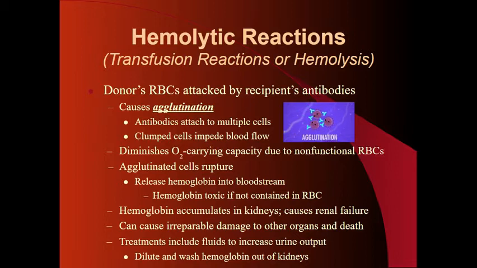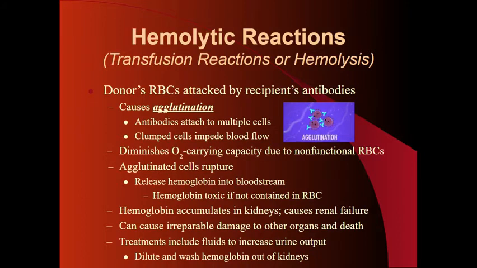So let's say you have A blood and you are given B blood, your anti-B antibodies are going to attack the B blood, and that will cause agglutination. In agglutination, the antibodies will attach to multiple cells, and those clumped cells will start to impede blood flow. Blood is not going to move through the blood vessels as readily. This diminishes the oxygen carrying capacity because now we have red blood cells that are not doing their job.